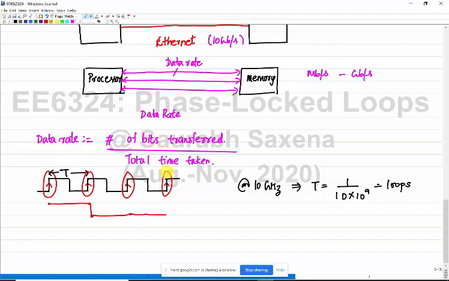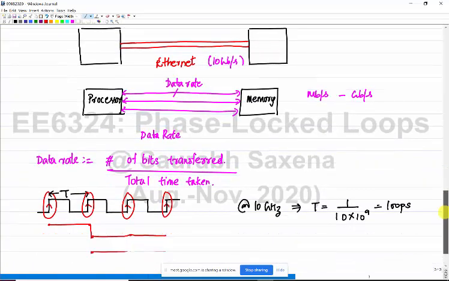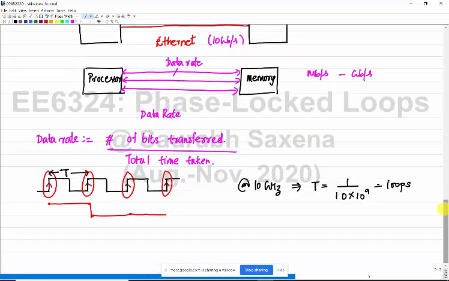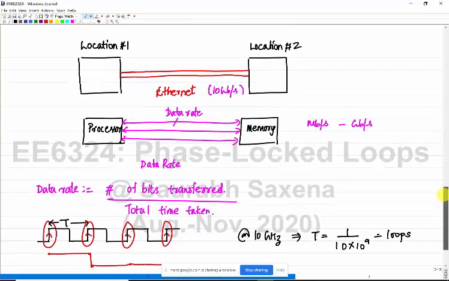Okay, and if we want to increase the data rate, we will increase it from 10 Gbps to maybe 50 Gbps or 100 Gbps. The days are not far when you will have 400 gigabit Ethernet at your home, right? So this is where you need to have a clock. Similarly, between the processor and memory, you need to have a clock.